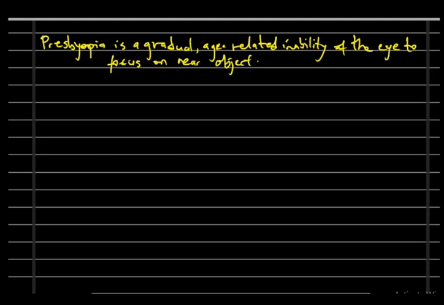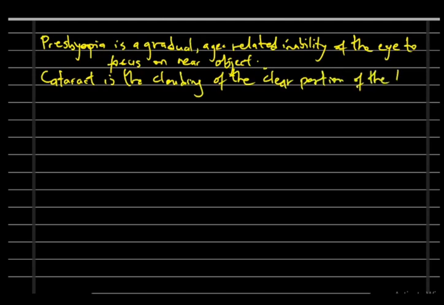Let us look at the cataract. What is cataract? Cataract is the clouding of the clear portion of the lens of the eye. That is what cataract is. It is the clouding of the clear portion of the eye.